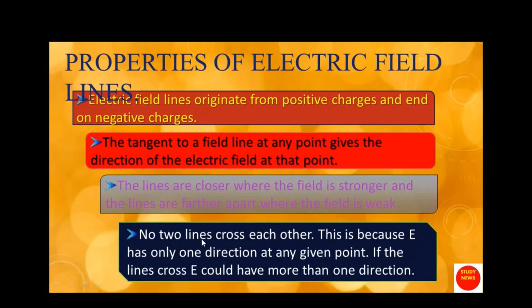No two lines cross each other. This is because E has only one direction at any given point. If the lines cross, electric field intensity E could have more than one direction.